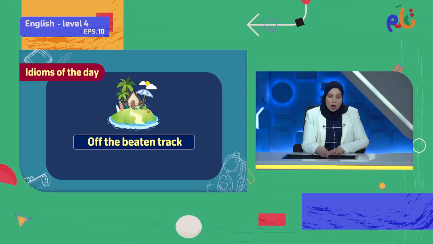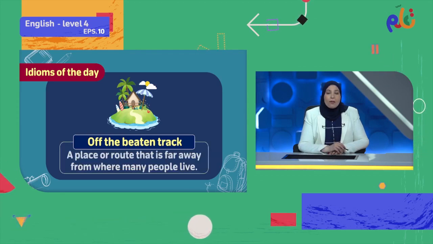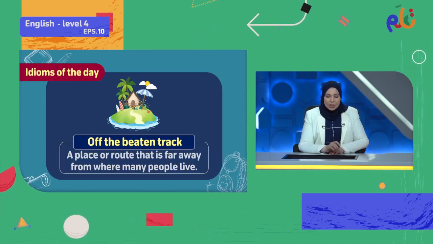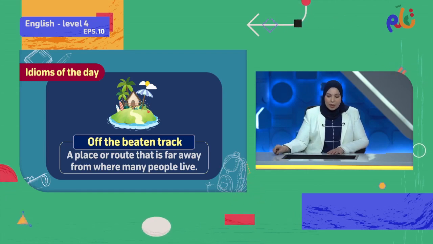And the third idiom that we have is called off the beaten track. Off the beaten track is a place or a route that is far away from everywhere and it doesn't have a lot of people who live there. So this is called off the beaten track.